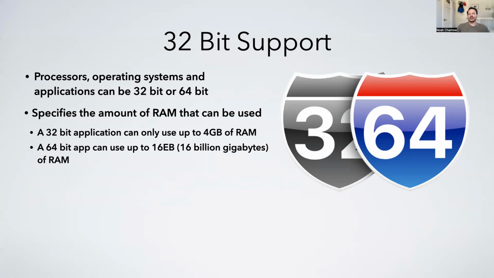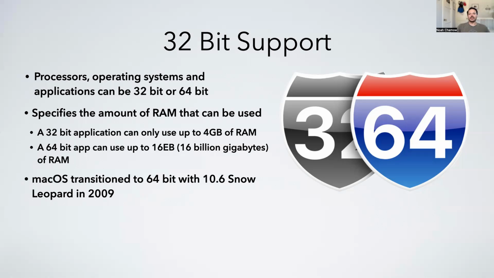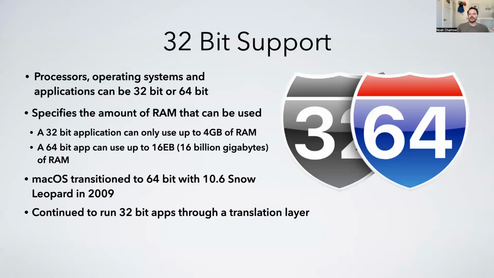It'll be a while before we hit the limitations of 64-bit. 16 billion gigabytes of RAM. That's a lot of RAM. So macOS transitioned to 64-bit with 10.6 Snow Leopard in 2009, but it continued to run 32-bit apps through a translation layer. Because if you're running a 64-bit OS, you can run 32-bit apps, but it has to be done through a translation layer because they're not native apps anymore. So for a long time, macOS ran 32-bit apps without a problem through that translation layer.